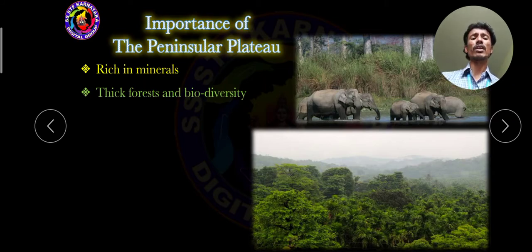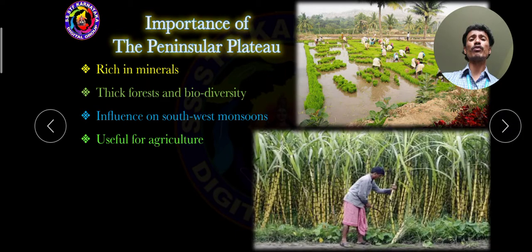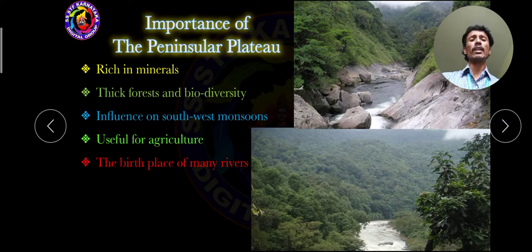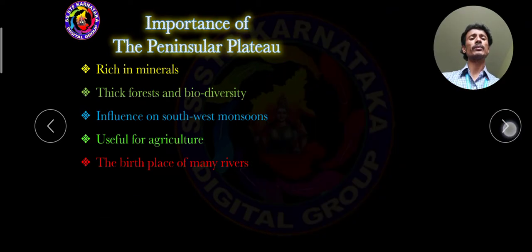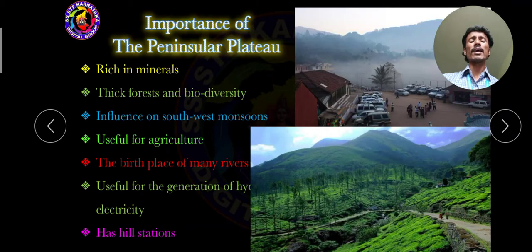Then thick forest and biodiversity. Forests are more, and it is possible to see biodiversity also. Influence on the southwest monsoons. Then it is very useful for agriculture and is the birthplace of many rivers. It is useful for the generation of hydroelectricity and has hill stations located. So this is the importance of the Peninsular Plateau. In this Peninsular Plateau we can find some of the important Western Ghats and Eastern Ghats.